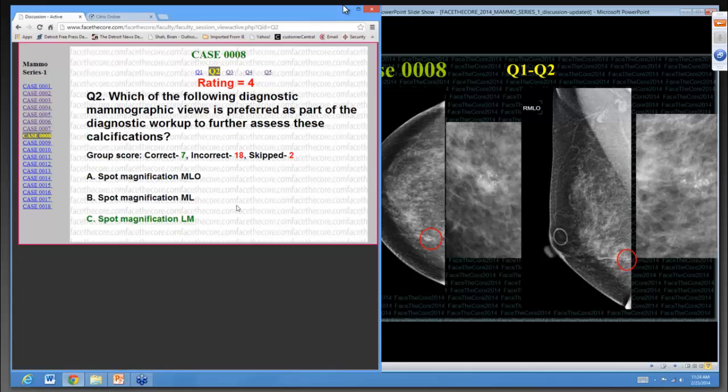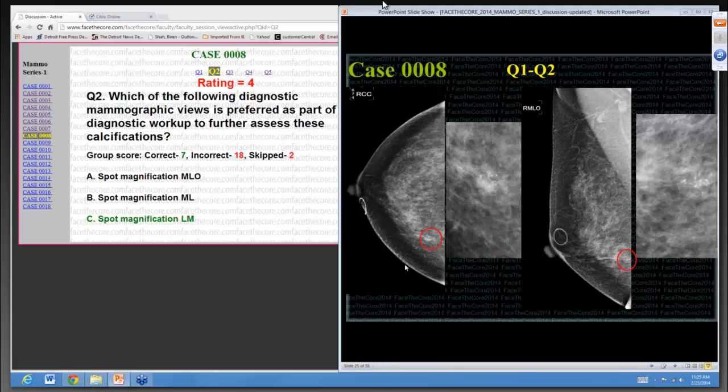Which of the following diagnostic mammogram views is preferred as part of the diagnostic workup to further assess these calcifications? So these calcifications are located lower inner quadrant, posterior depth. So of the answer choices, we would not want to mag it in the MLO. Because why? Because we always want to exclude one diagnosis, and that is milk of calcium. And milk of calcium is best appreciated on a lateral mag view, whether it's LM or medial lateral. Now, we were given the answer choice of medial lateral or lateral medial. Well, lateral medial would be the better choice because the finding is more medially located.